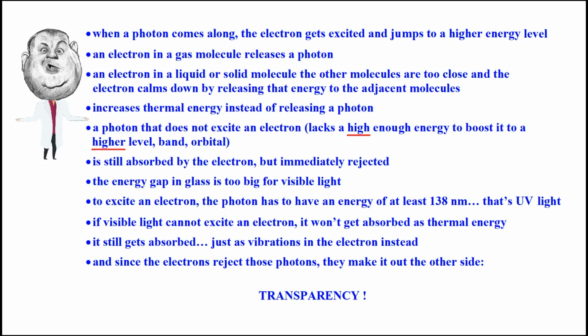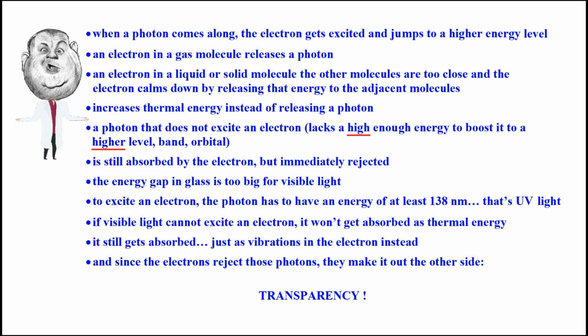Okay, so here it is. This is his explanation for opacity and transparency. And I want you to pay close attention now, okay? Because this is the party line. They all say the same thing, by the way. Okay, so here goes. This is what Curley says. He says, when a photon comes along, the electron gets excited and jumps to a higher energy level. So it looks like the photon hits the electron, and because of that boost, that bumping, that collision, the electron gets bumped up to a higher energy level. That's what he's saying.